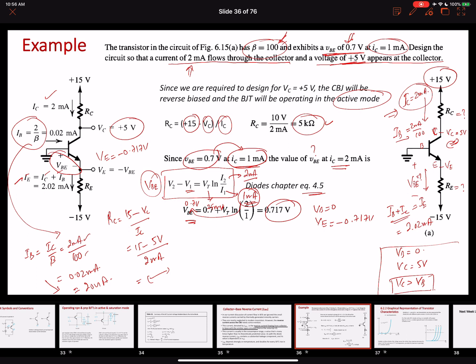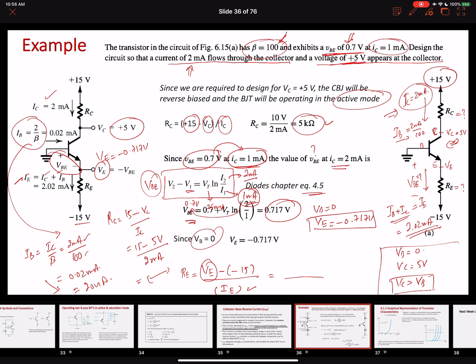Okay, so considering that, we can easily use this to solve for our value of RE. RE will be equal to VE minus (minus 15 volts) divided by IE. We already know the value of IE, which is equal to 2.02 milliamperes. We already know the value of VE, which is minus 0.717 volts. So if we replace all of these values, we can find out the value of RE.